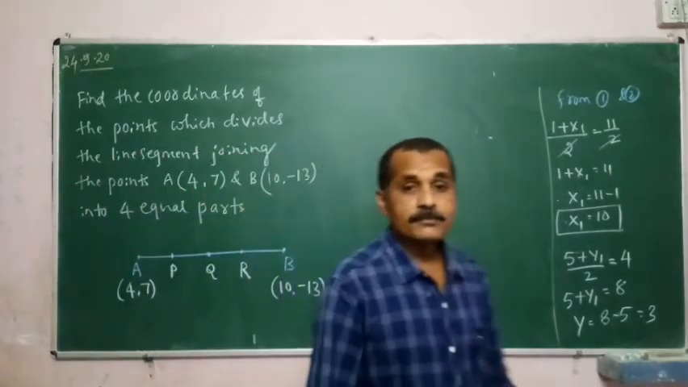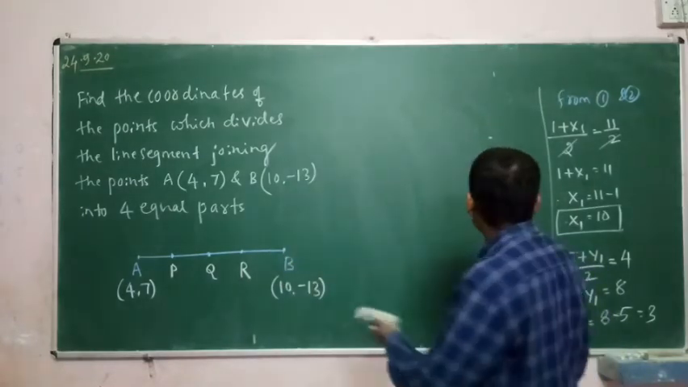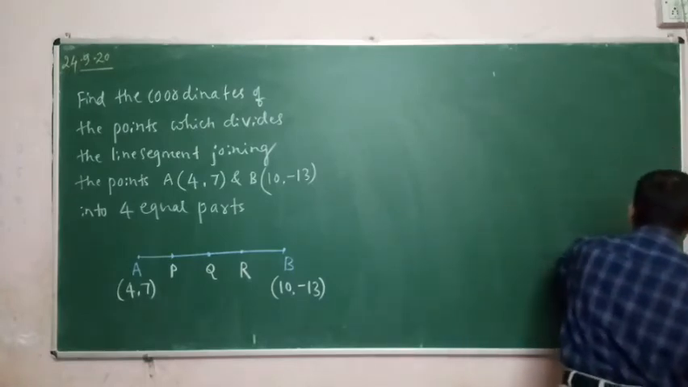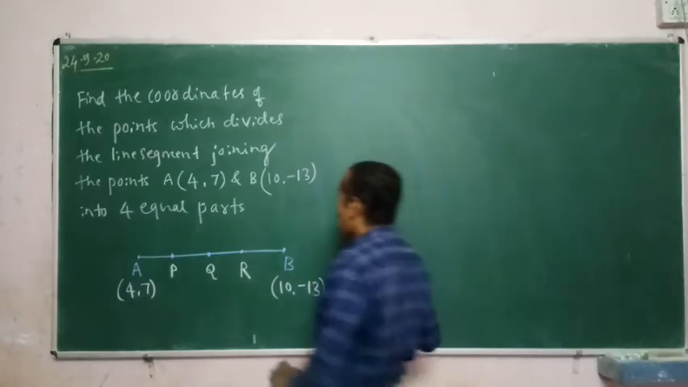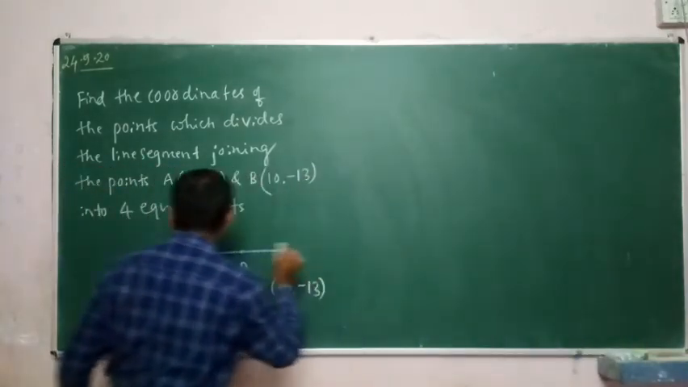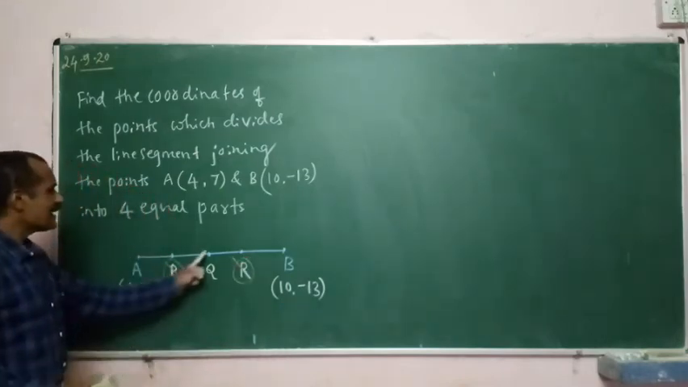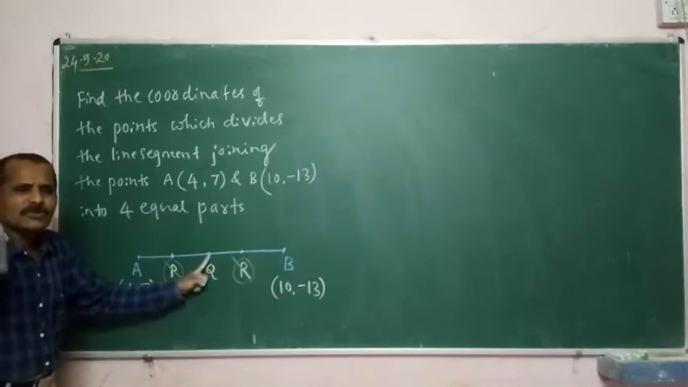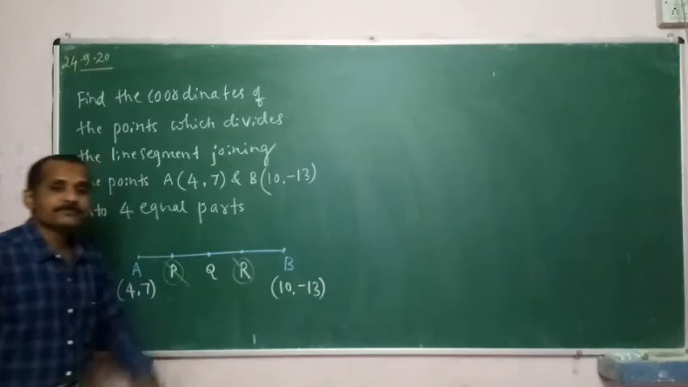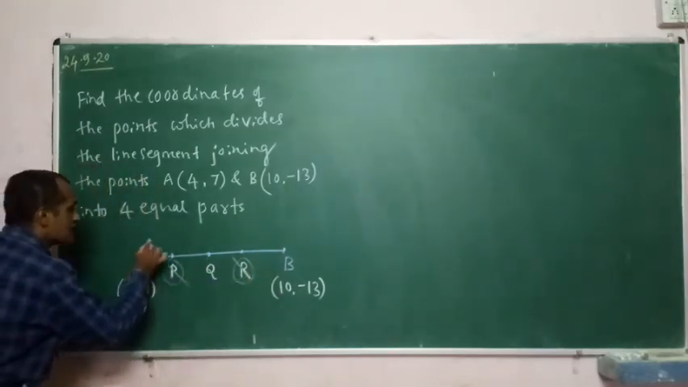How to solve the problem? This is somewhat simple. What I will do is very simple. I will not take P, I will not take R, I will take just Q. Can I say Q is the midpoint of AB? Q is the midpoint of AB because see, the ratio is 1:1:1:1.